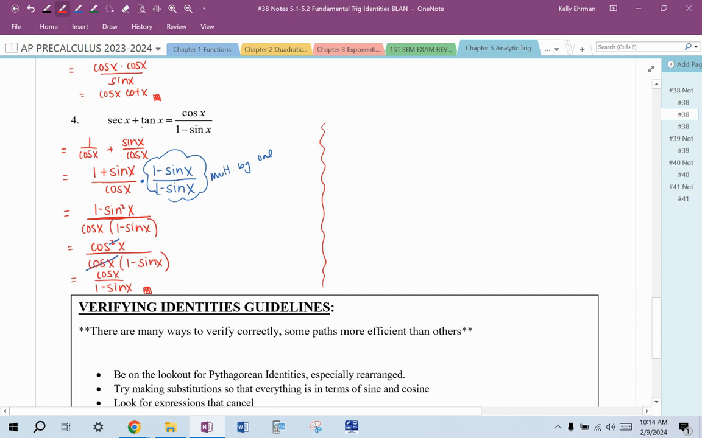All right, so for this one, I rewrote in terms of sine and cosine, got stuck, multiplied by a conjugate. What if I begin on the other side? So what if I begin on this cosine x over 1 minus sine x side, and I'm trying to get secant x plus tangent x? Now, first of all, this is illegal, you're not allowed to split this fraction up like this.